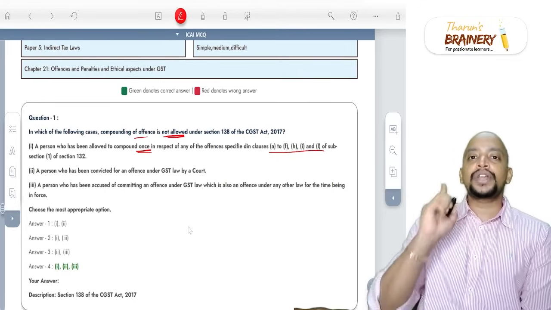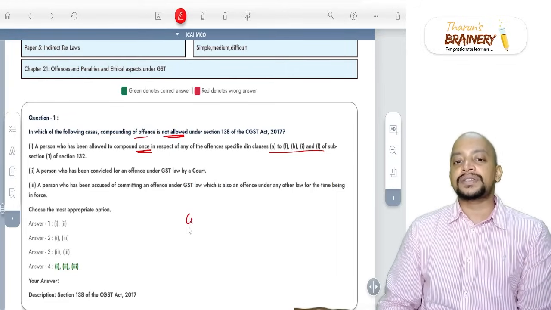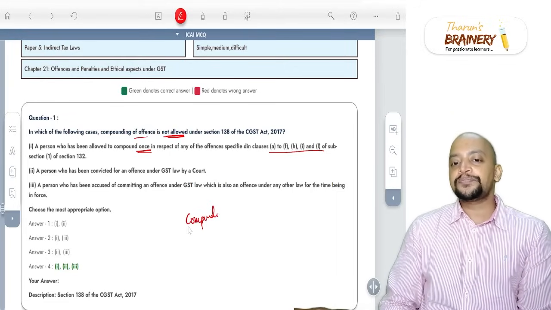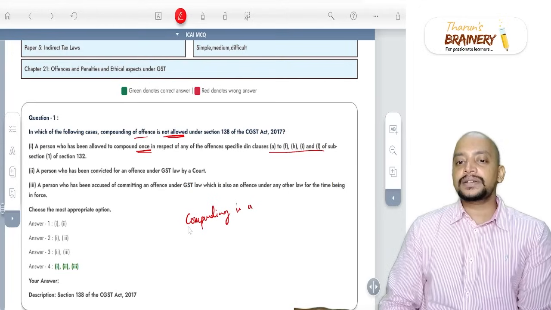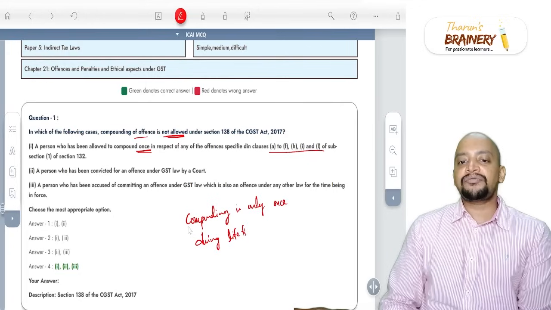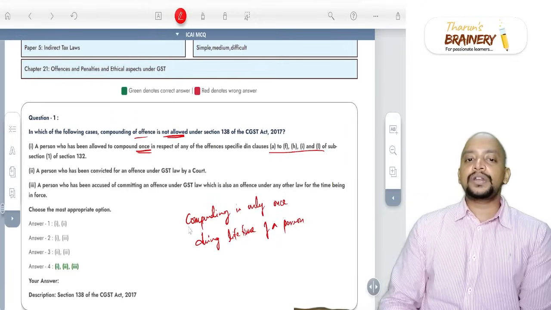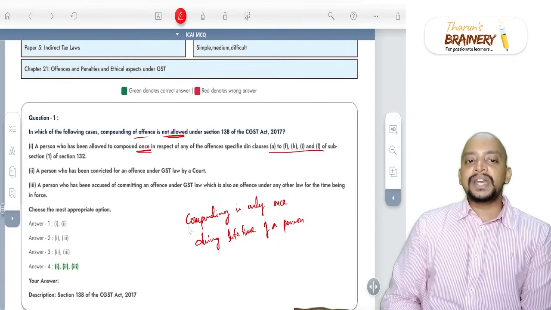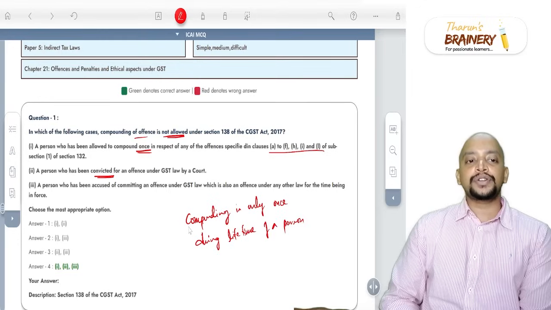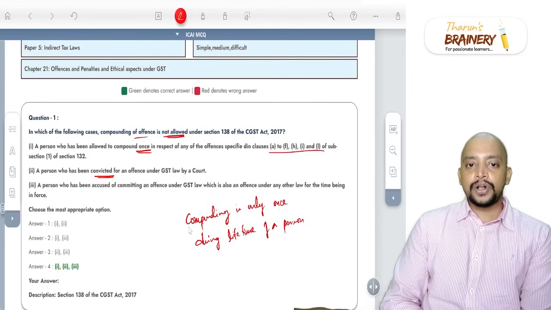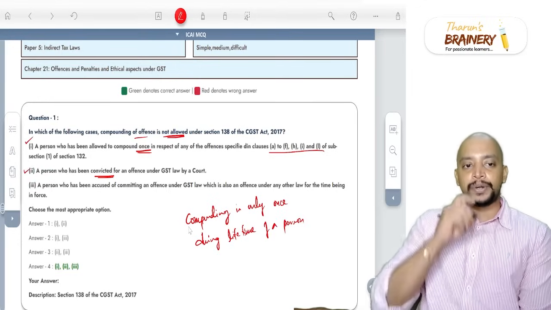See, remember, compounding is only once during the lifetime of a person. Okay, so this can be done only once. A person who has been convicted means an imprisonment order is passed, thereafter compounding is not possible. So in this case compounding is not allowed, and this case also compounding is not allowed.